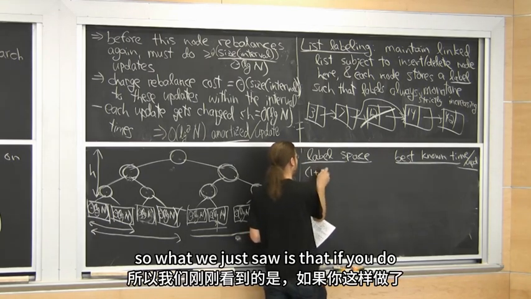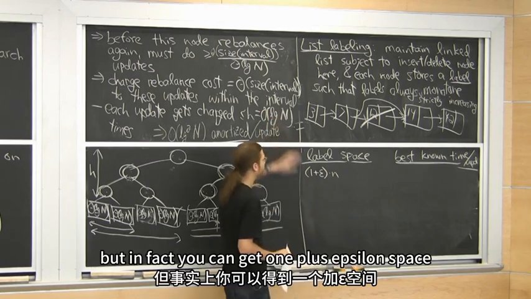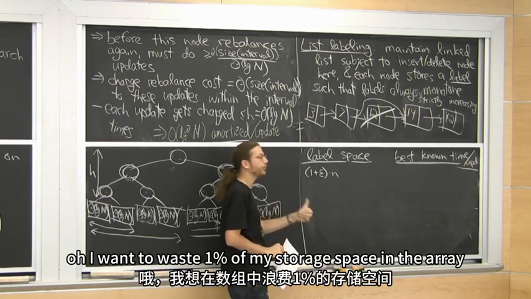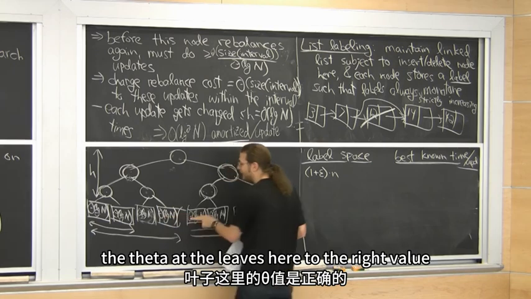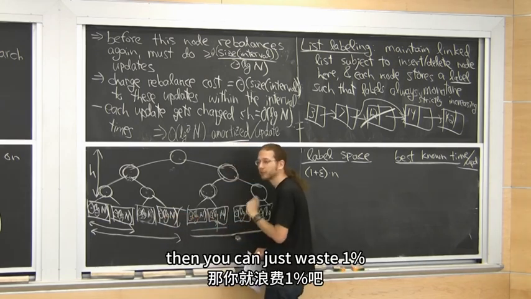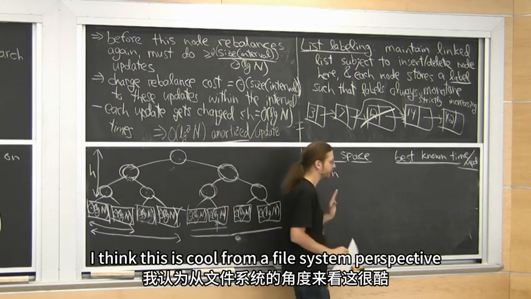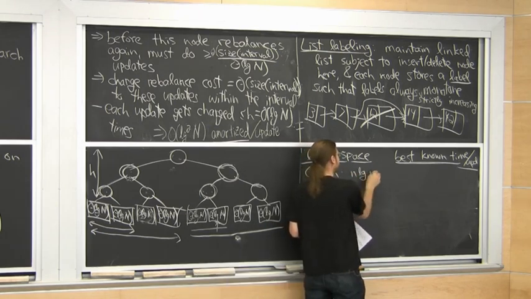So what we just saw is linear space, but in fact you can get 1 plus epsilon space. You can say, I only want to waste 1% of my storage space in the array. And if you set the theta at the leaves here to the right value, then you can just waste 1% and still maintain an ordered file. I think this is cool from a file system perspective. But in particular, it gives us what we need.